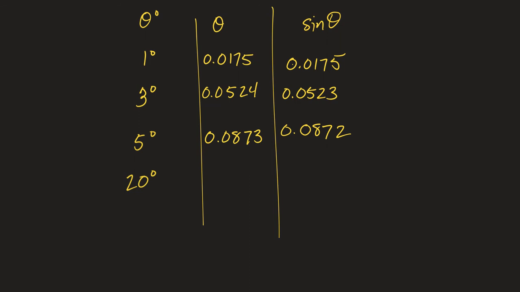Gotta hustle. 0.3491. The sine of 20 degrees is 0.3420. So we're beginning to see that it breaks. Somewhere between 5 degrees and 20 degrees, it's not close anymore. But in the early small angles, very close. Would you agree?